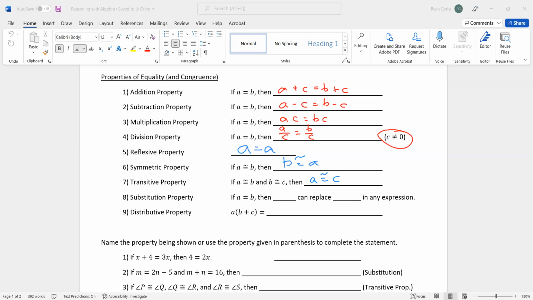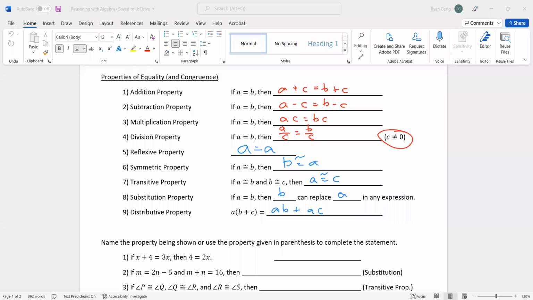The substitution property a lot of times can be confused with the transitive property, but the substitution property says if A equals B, if those two things are equal, then B can replace A in any expression. You saw that in Algebra 1, right? Last one, distributive property, you should know this one. A(B + C) equals AB plus AC. Okay, that one you know.